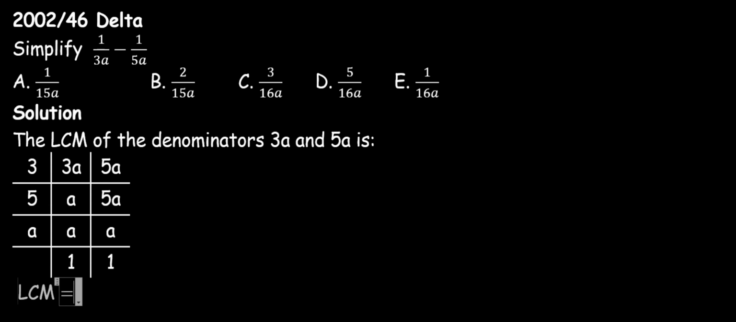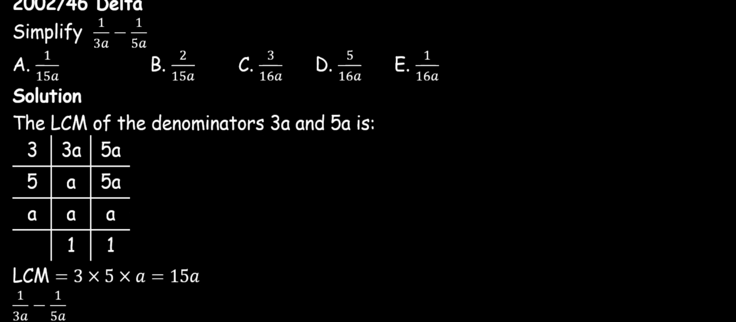Thus, our LCM of the given denominators will be 3 times 5 times a, which is equal to 15a. Our given problem, 1 over 3a minus 1 over 5a, will be equal to, our LCM is 15a. When 3a divide 15a, you will be left with 5, and we have 5 at the numerator, minus, when 5a divide 15a, you will be left with 3, so minus 3. Hence our result will become 2 over 15a. Another example.